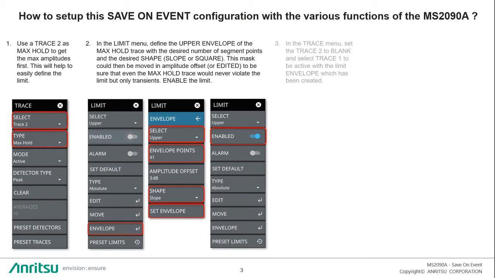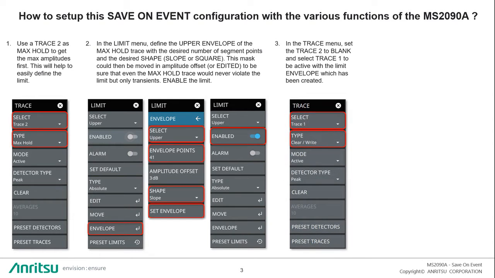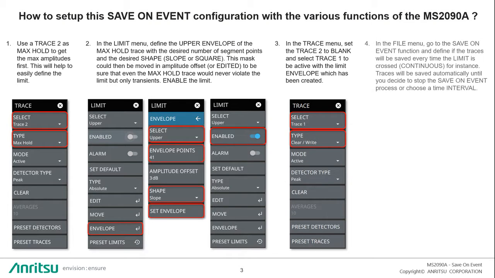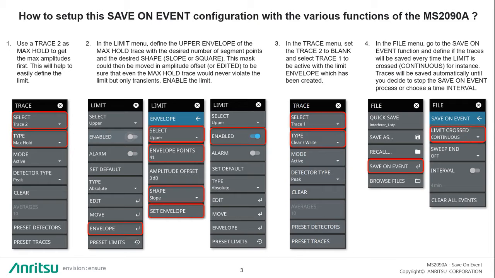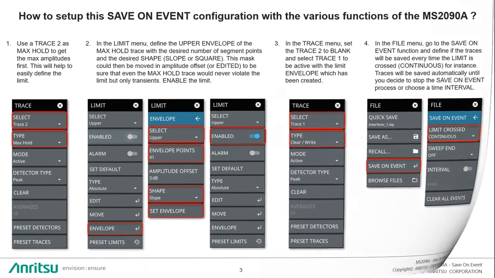Don't forget to disable the trace 2 and go back to trace 1, which is the normal acquisition. All mask violations will be based on trace 1. Then go to the File menu and activate the Save on Event and define if you want it to be continuous or single shot. From now on, every mask violation will get the unit saving a trace in memory.